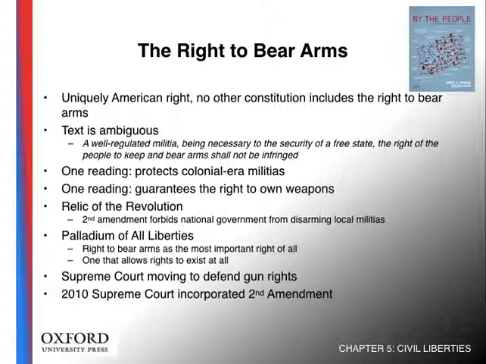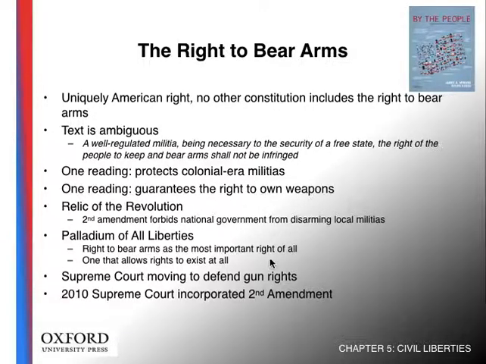So, first of all, the sentence structure seems to be a little opposite of how we speak these days, but one reading would be that it protects colonial era militias because they didn't have police forces at the time, and when the country first started, we didn't have our national military set up quite yet. So each colony was responsible for protecting themselves. So a well-regulated state militia being necessary to the security of a free state, the right for people to keep and bear arms. The other more popular reading, and the one that the courts have just ruled on in 2010, is that it actually guarantees the right to own weapons.